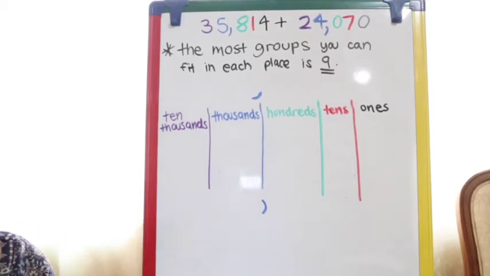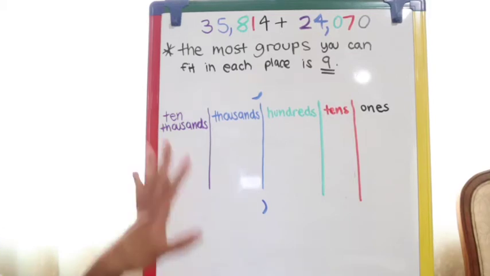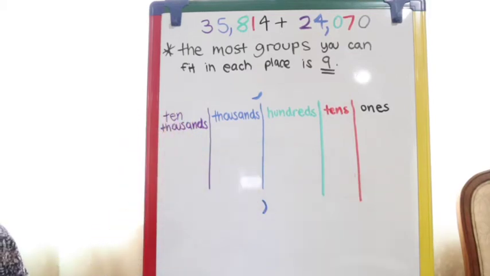Today we will be going over adding multiple digit numbers. To help the lesson make more sense, I have color-coded everything. Let's first go over our place values.